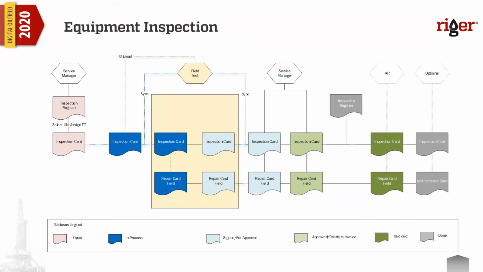A little bit more complicated example is with the inspections. When we have inspection cards, the field technician can also work with the inspection cards now in the mobile app, and he can generate a repair card if the inspection resulted in the need repair status. So he works with both of these documents on the mobile app and then synchronizes back to the cloud application.